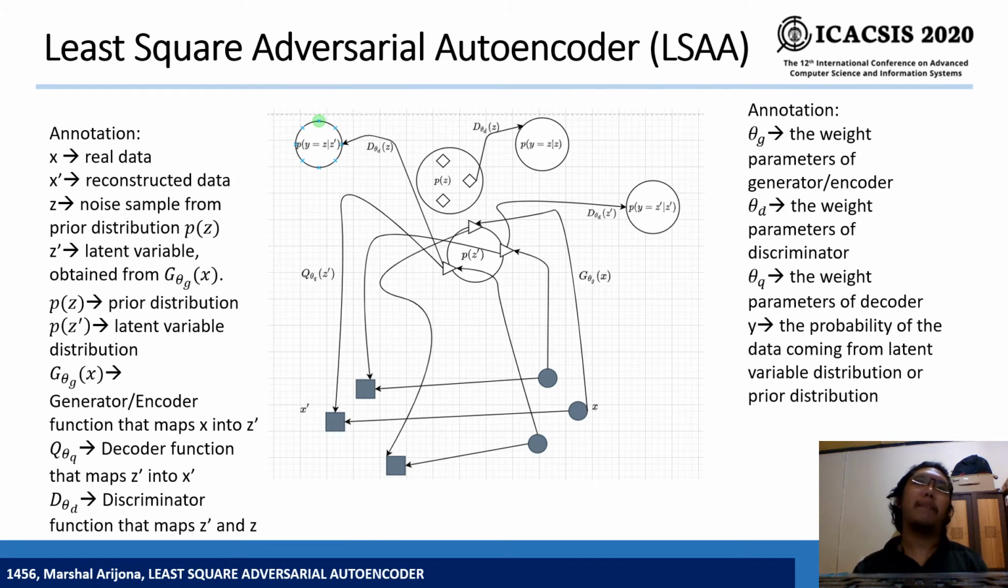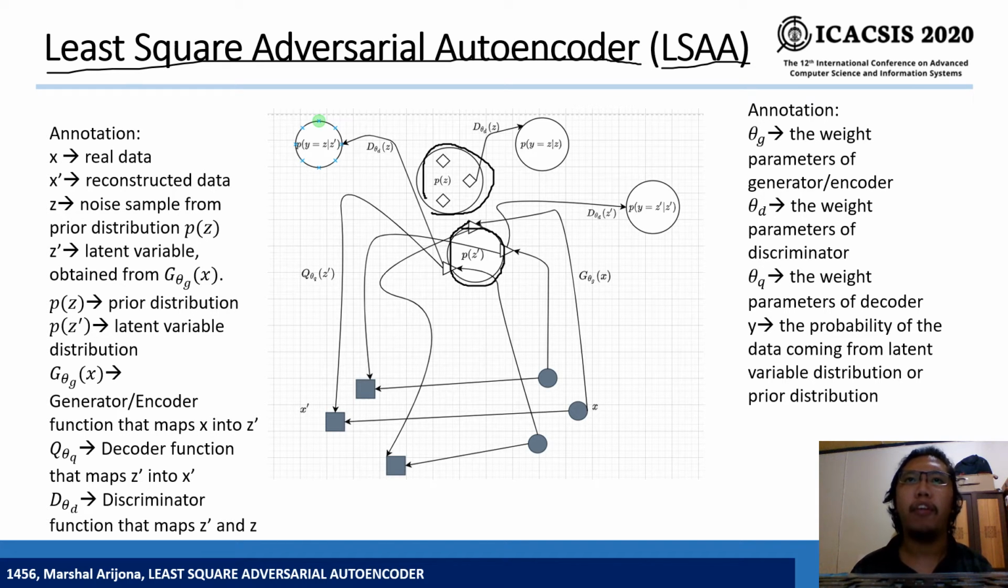So now let's combine the autoencoder and the LSGAN. We call it least square adversarial autoencoder, or LSAA. LSAA is basically an autoencoder with an additional network that we call the discriminator. The discriminator tries to distinguish the origin of the data, whether it comes from the prior distribution or from the latent variable distribution.